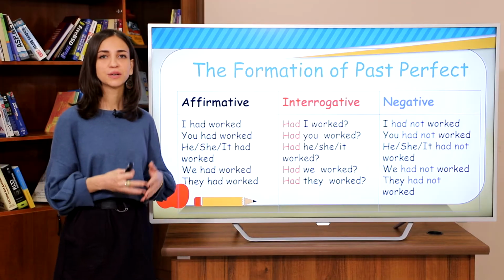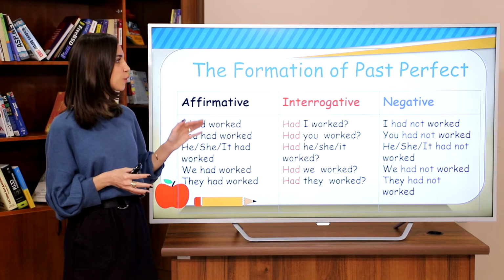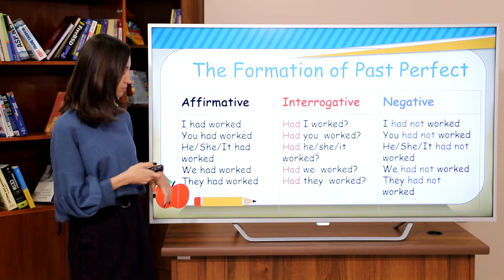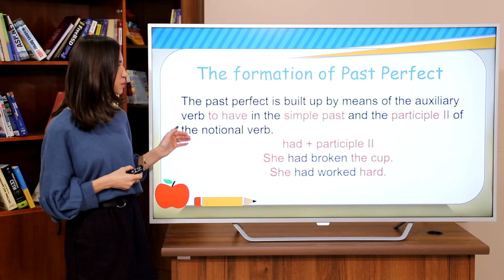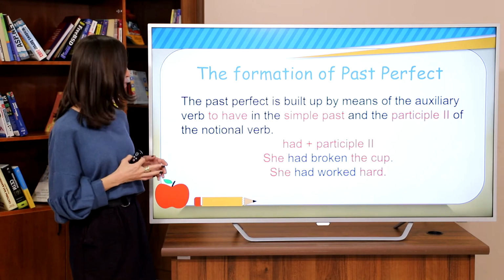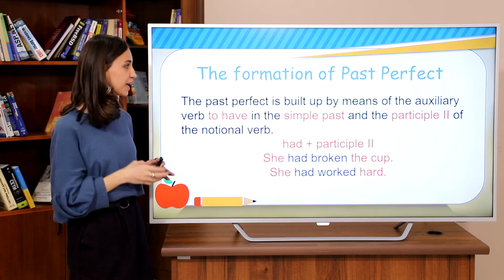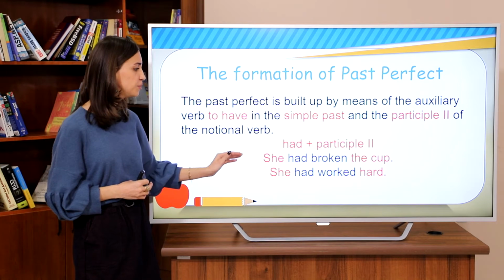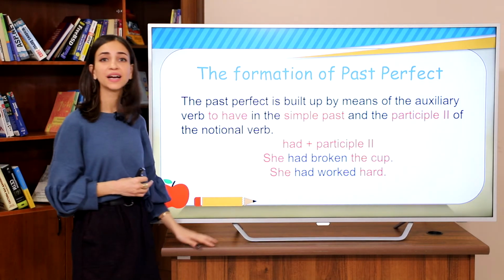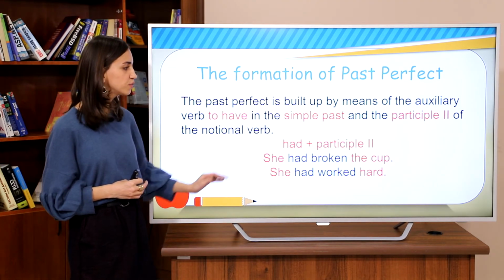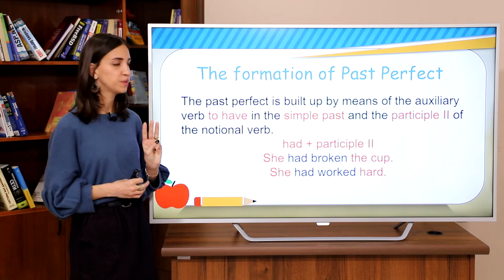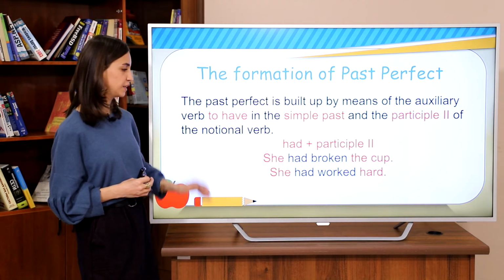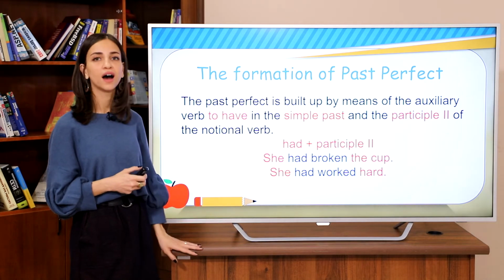So, my dear students, now let's again understand how to form the past perfect in English. Here, the past perfect is built up by means of the auxiliary verb to have in the simple past and the participle two of the notional verb. That is, to have in the simple past is had plus participle two. It means for regular verbs we add ed, and for irregular verbs we take the third form of the verb. She had broken the cup, she had worked hard.